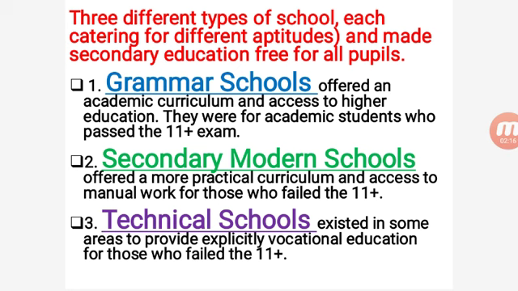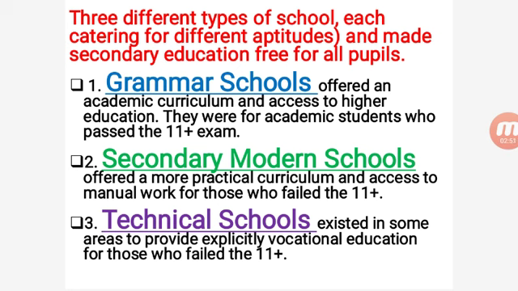The second is secondary modern schools, which offered a more practical curriculum and access to manual work for those who failed the 11 plus exam. The third kind is the technical schools, which existed in some areas to provide explicitly vocational education, for manual work, for those who failed the 11 plus test.